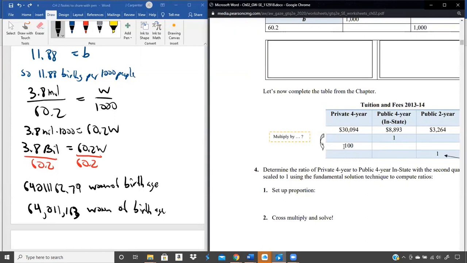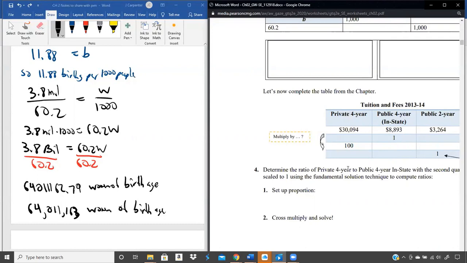Okay, so this 100 is like scaling the private 4-year to a percent. So if you're paying 100% to go to a private 4-year, what percentage of that are you paying to instead go to ODU or CNU? What kind of answer would you expect? Probably something in the double digits, like 15%, 30%. You wouldn't expect it to be 5%, and you wouldn't expect it to be more than 100%. The fact that this number right here is bigger than this number here should be true across the entire columns. The 8893 is bigger than the 3264.